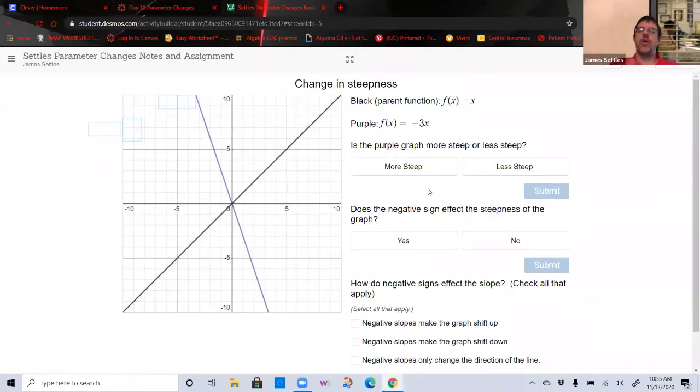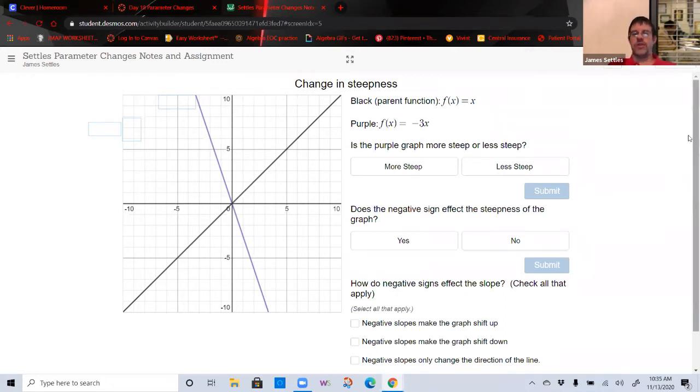Okay. And like I said, I try to give you enough time. I hope you're trying it before I ever give you the answer. All right. Then it says, does the negative sign affect the steepness of the graph? Well, we kept saying we're not going to look at the negative to determine if it's more or less steep. So if we're not even looking at the negative, would it affect the steepness of the graph? No, it would not. So you would choose no on that second question.